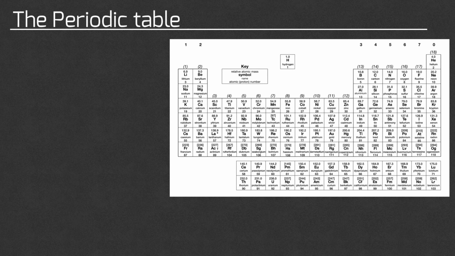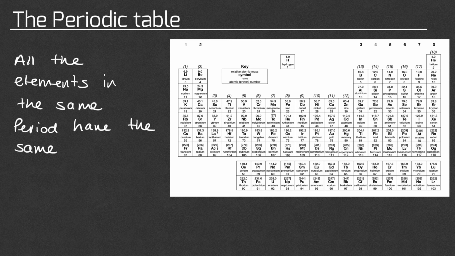So we're going to start off by looking at the groups and the periods of the periodic table. All of the elements in the same period have the same number of shells. Remember, the periods are the ones which go down, and hydrogen at the top is in the first period. So for example, everything in period 2 will have 2 electron shells, everything in period 3 will have 3 electron shells, and so on.